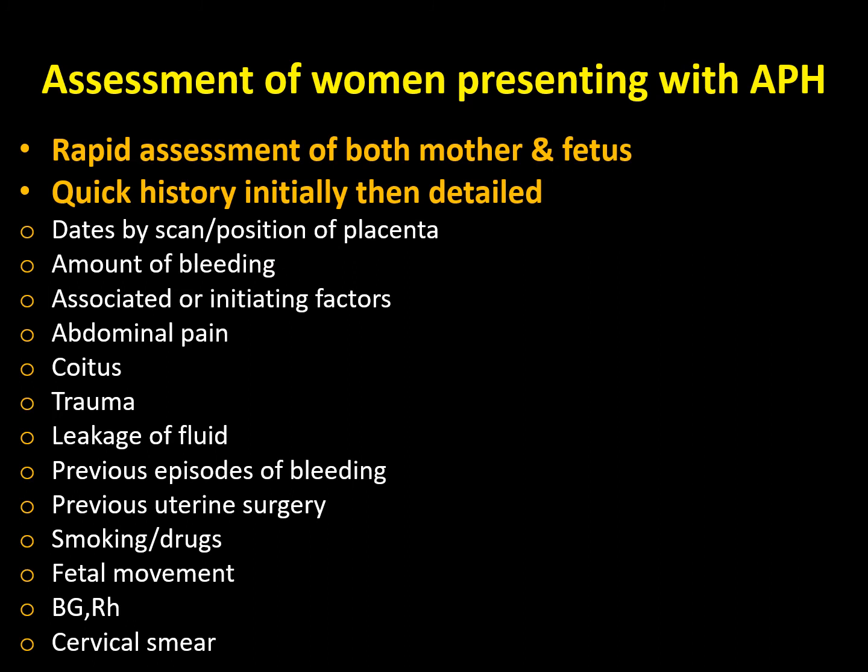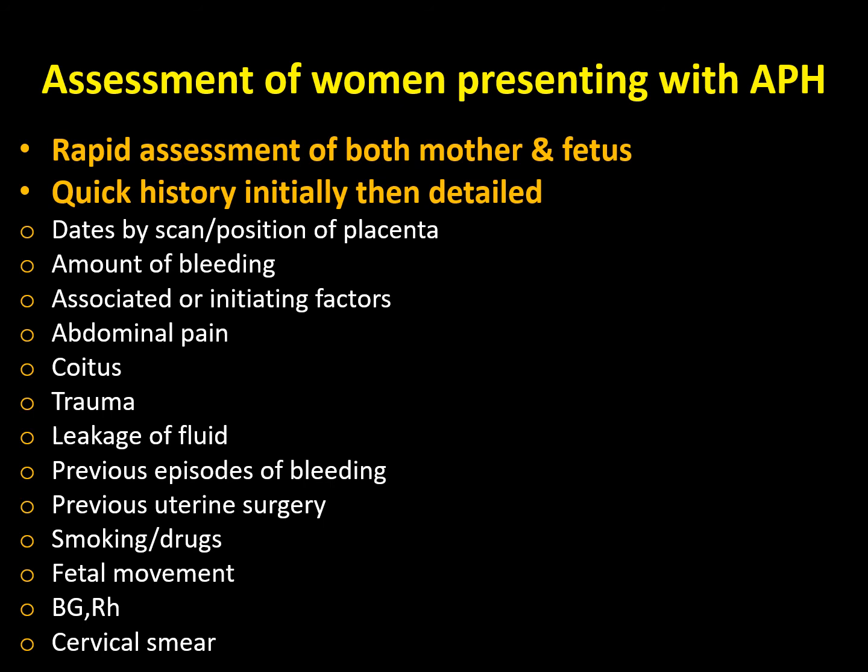When women present with antepartum hemorrhage, start by rapid assessment of both mother and the fetus, then a quick history initially, followed by a detailed one. Confirm dates by ultrasound scan, check the position of the placenta, assess the amount of bleeding, and associated or initiating factors. Does the patient have abdominal pain? Is the abdominal pain constant, or is it colicky like labor pain? Did the patient have intercourse? Is there a direct abdominal trauma?